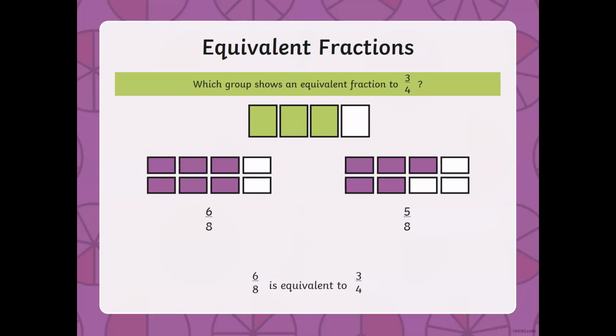Now, which group shows an equivalent fraction of 3/4? Pause the video and write your answer. The answer is 6/8. Take a look at the shaded part. Each of its shaded parts is equal to each other. Thus, 3/4 is equivalent to 6/8.